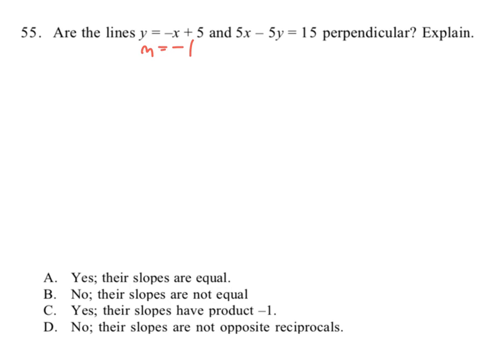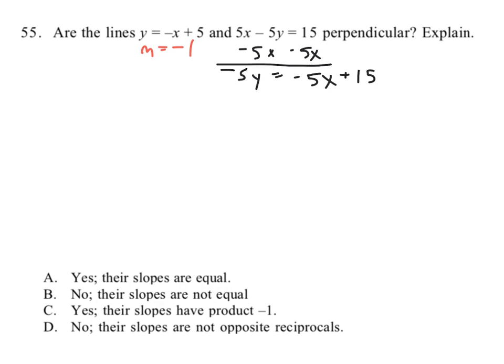Let's check out this second one and let's solve it for its slope, and we can then see if it's perpendicular. So first thing I'm going to do is I'm going to say minus 5x from both sides, because what I want to do is isolate the y's on the left-hand side. I'm going to write it in slope-intercept form. Okay? And I get negative 5y equals negative 5x plus 15.